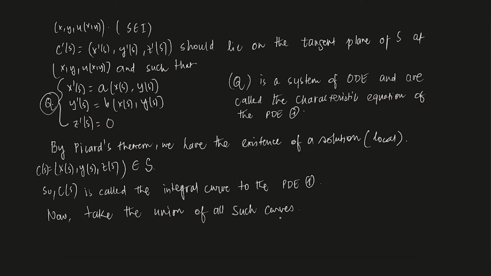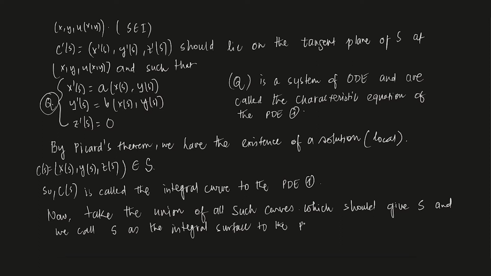the integral surface. So take the union of all such curves, which should give S. S is the graph of u, and we call S the integral surface. I mean, this is not a very standard practice to call it, but we will just call it an integral surface to the PD1. Okay, but C of S is always called an integral curve.